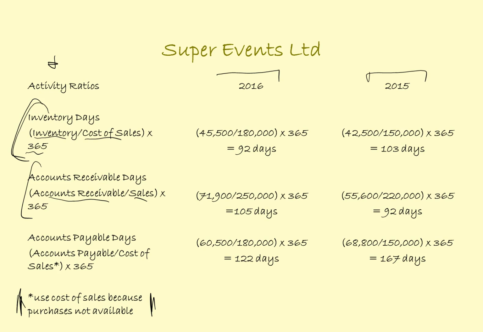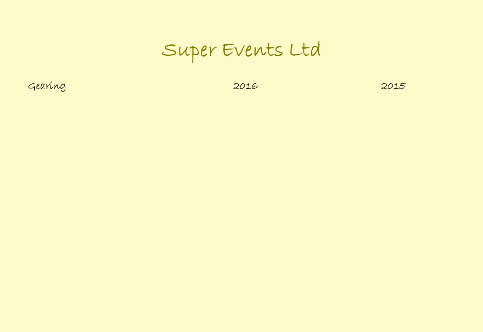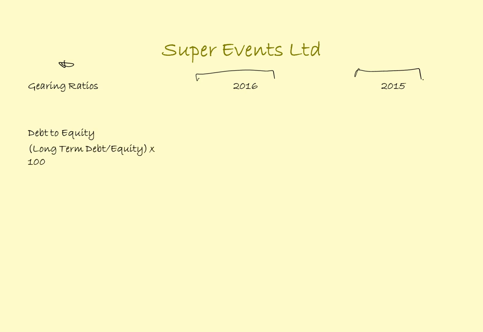So finally, we're going to look at the gearing ratios. So again, same layout, got my heading over here for my ratios. Well, only one ratio in this case. I have 2016 calculations and 2015 calculations. And I'm going to do a debt to equity ratio, which is long-term debt divided by equity multiplied by 100. Now I need to go and find that information.